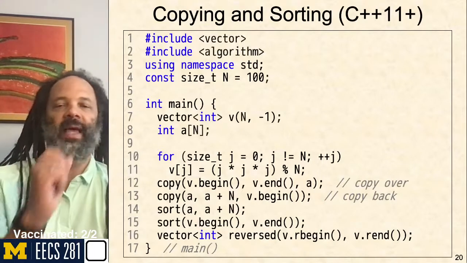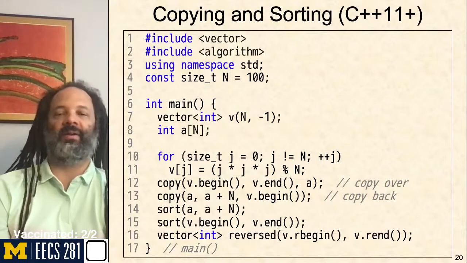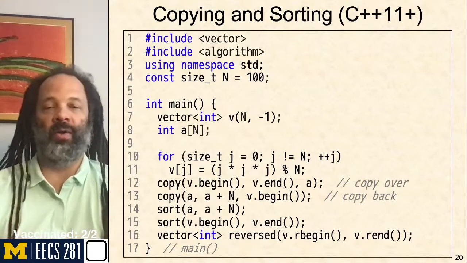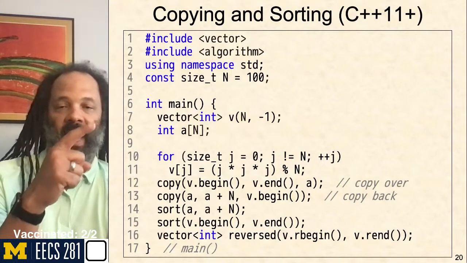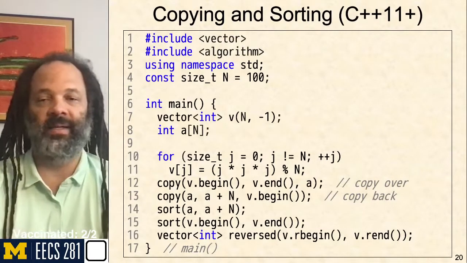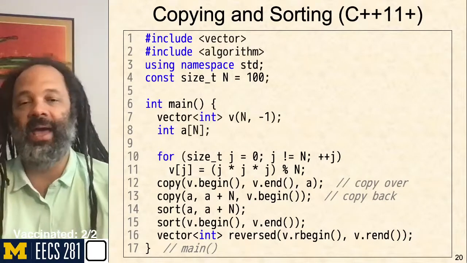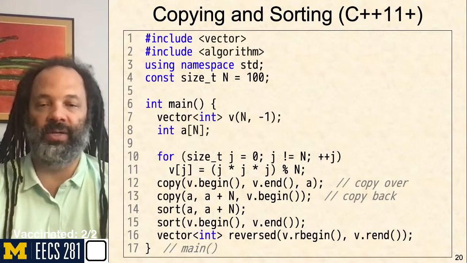I've got a const n of size 100. And then I've got this main that declares a vector of 100 negative ones in line seven and an array of integers in line eight, a C style array. So we'll call the vector V and we'll call the array A. Both of them have room for 100 integers.